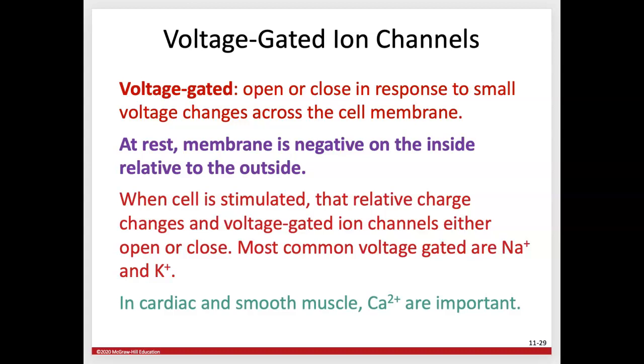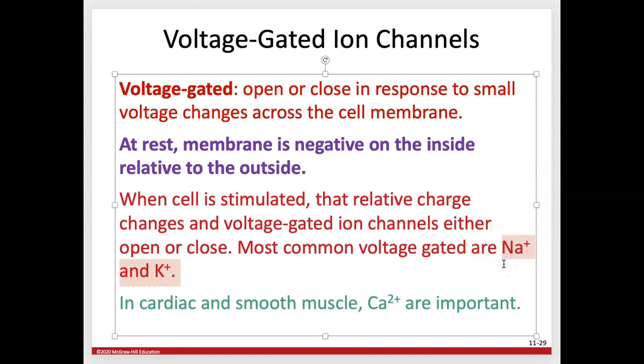So at rest, the membrane is negative on the inside relative to the outside. So it's positive on the outside, negative inside. When that cell is stimulated, the relative charge changes because the voltage-gated ion channels will either open or close. And the most common voltage-gated channels are sodium and potassium. These two ions are the two that we're going to really focus on, that we've talked about in the muscle system, that we're going to talk about in this system, as far as being able to transmit signals or carry that signal via the way they open and close.